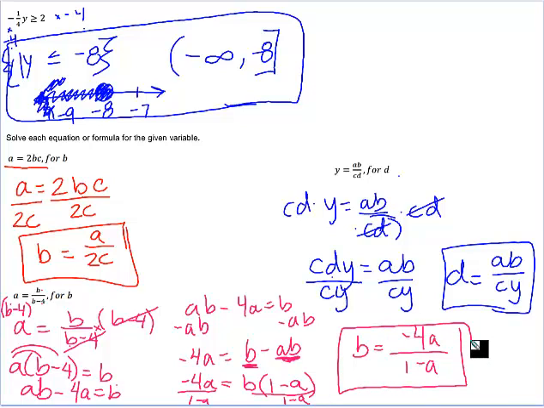So anytime you have that variable located in two spots and you can't combine them because they don't have like terms, you're going to have to take that GCF out to get it alone.